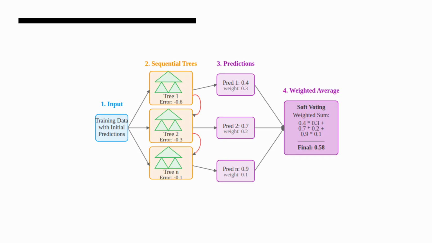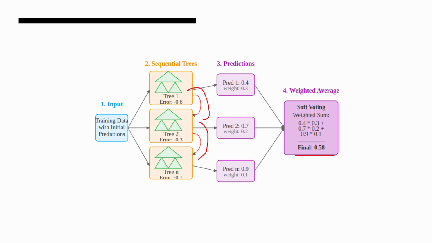So XGBoost, again, we use training data with some initial predictions like we saw in the previous slide. It builds sequential trees, so it builds tree 1, tree 2, tree 3. But in the previous one, what we saw is that the relationship between tree 1 and tree 2 is random. You don't have a relationship there. But over here, as you can see, there are arrows. So basically there's sequential tree decision making, and based on that you do predictions, you give weights to it, and then the weighted average gives you the final outcome.